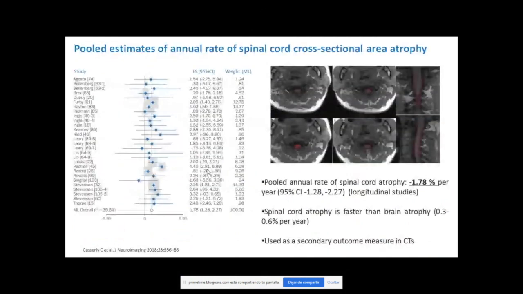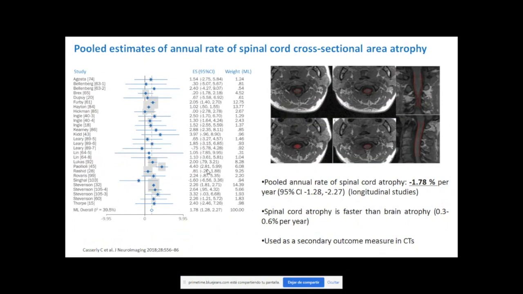One of the main advantages of using spinal cord atrophy instead of brain atrophy for assessing this group of patients is that the spinal cord atrophy is faster compared to the brain volume loss. It has been calculated, based on a meta-analysis published a couple of years ago, that the annual rate of spinal cord atrophy is around 1.8% per year. And remember that the brain volume loss per year is around 0.3 to 0.6% per year. So it's almost more than twice as fast in the spinal cord.